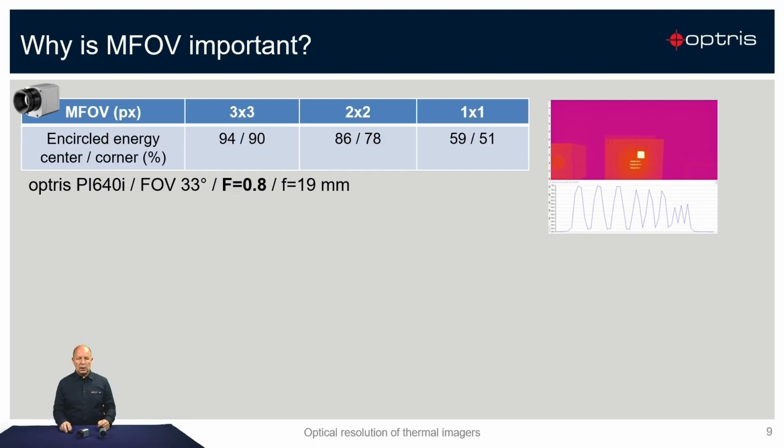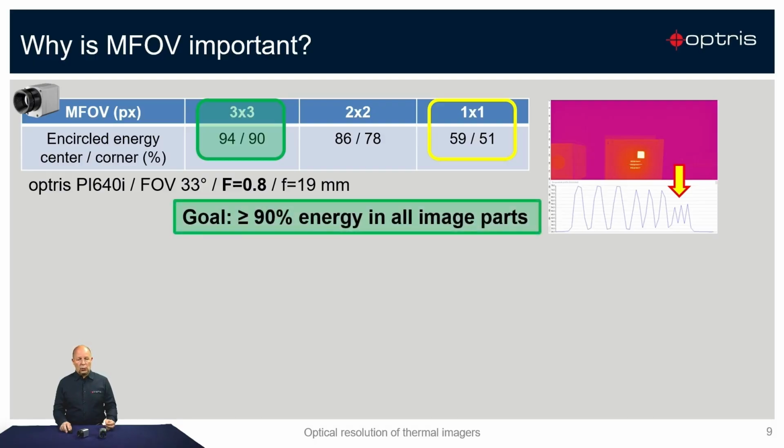And we see, if we look through this grid at 1 pixel, we get only 59% of energy. So this is not enough for an exact temperature measurement. But at 3 times 3 pixel, we get in the image center 94% and even in the image corner 90%. And the goal for us is to achieve more than or equal to 90% energy in all parts of the image, in the center and also in the image corners.